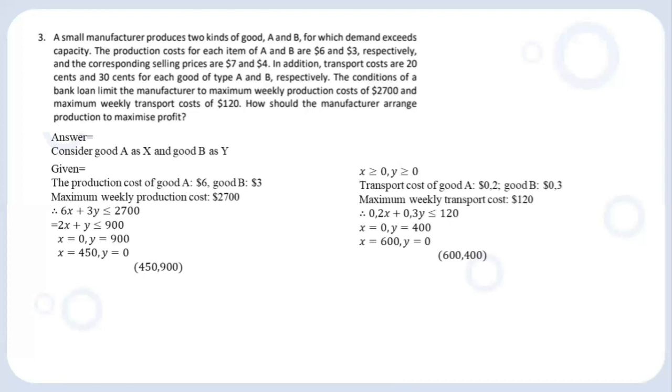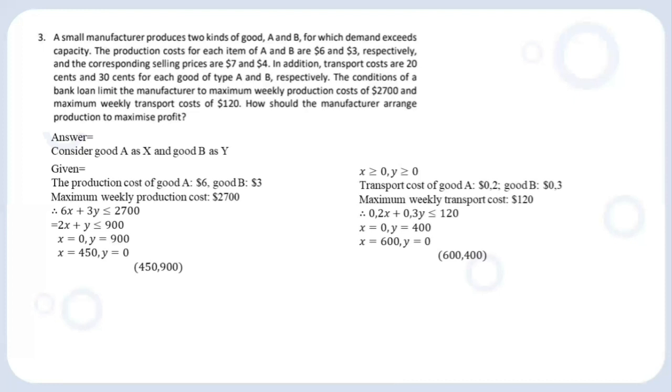First, we need to consider goods A as X and goods B as Y, and we have the constraints X greater than or equal to 0 and Y greater than or equal to 0. The production cost of goods A is $6 and goods B is $3, and the maximum budget for a week is $2,700. We have the constraint 6x plus 3y less than or equal to 2,700, or we can simplify it into 2x plus y less than or equal to 900.